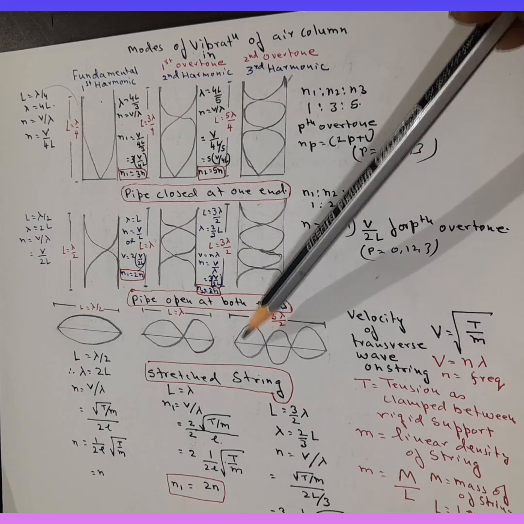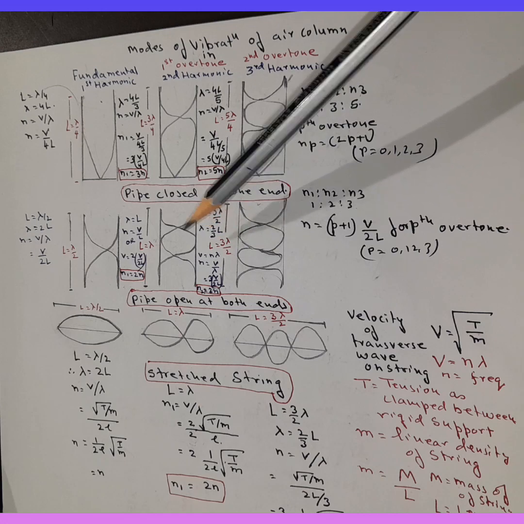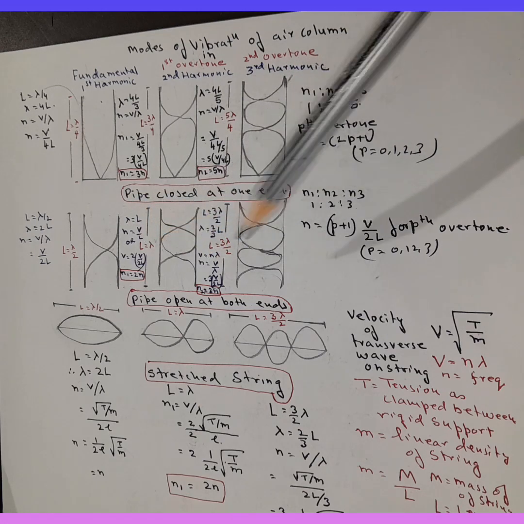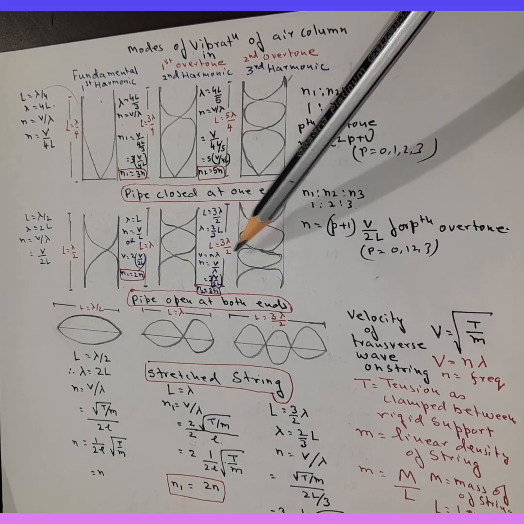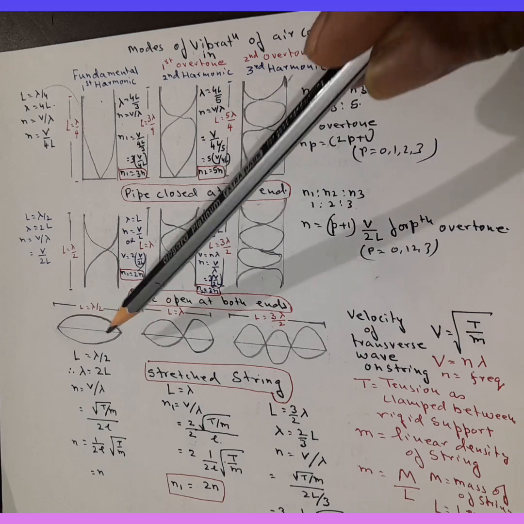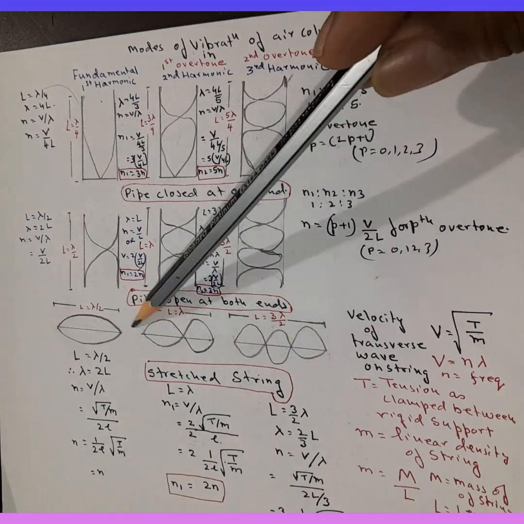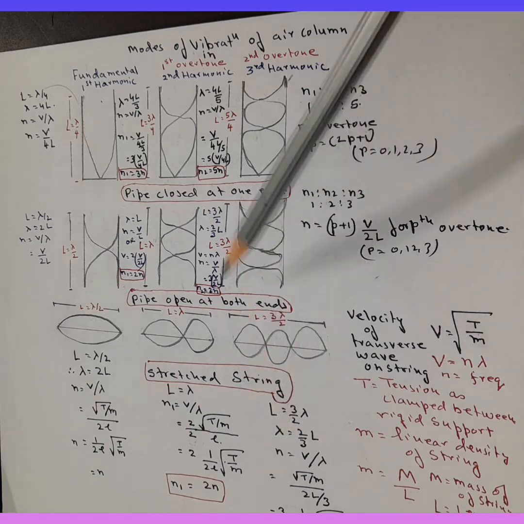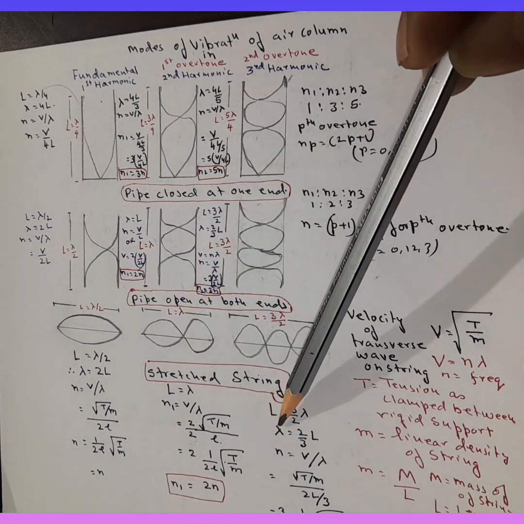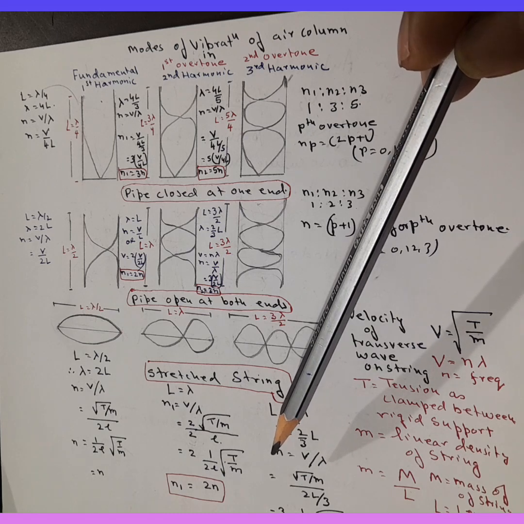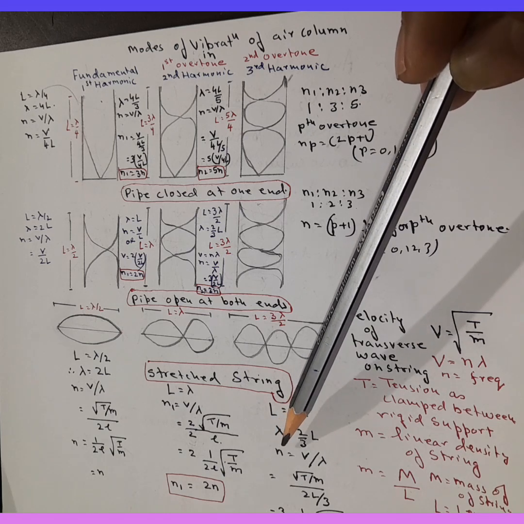Now out of these 3 situations, we find that frequencies ratio were 1, 2, 3 in this case, and the frequency ratio in this case also was 1:2:3. This also was 1:2:3. So these two are quite identical in behavior in terms of modes of vibration or frequency. All right.